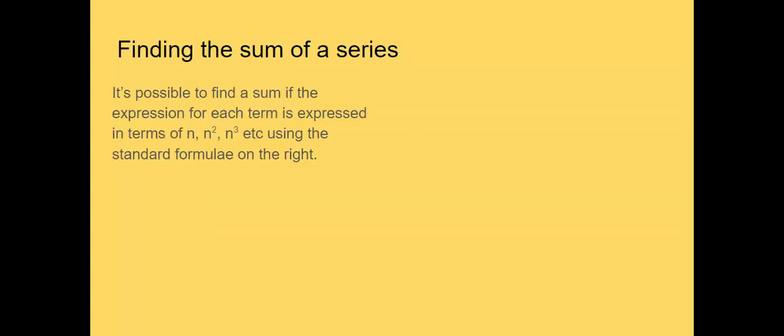First of all, sum of series. You should have come across already finding the sum of series using the standard formulae. What we've got here is we're being asked to find the sum of the values between 1 and n, where n is an integer. And each term in the sequence is r. So for the first term in the sequence, r is 1. The second term in the sequence, r is 2.